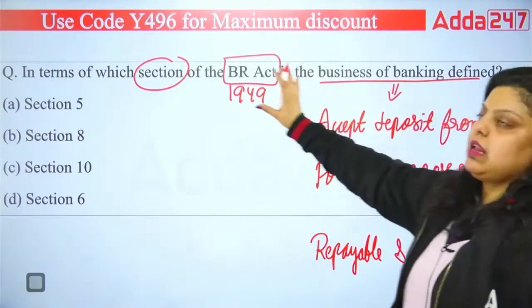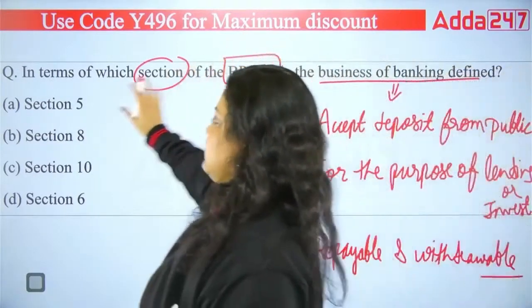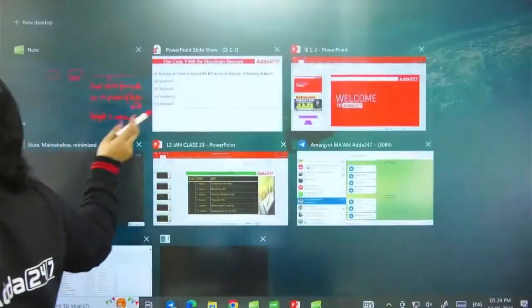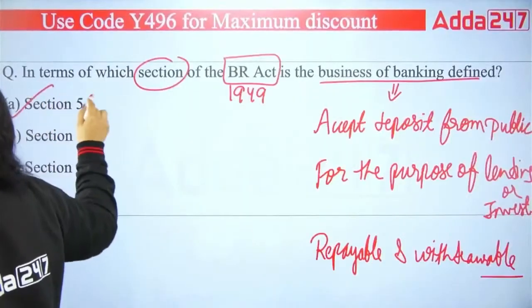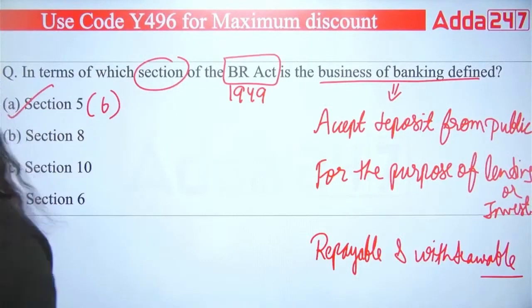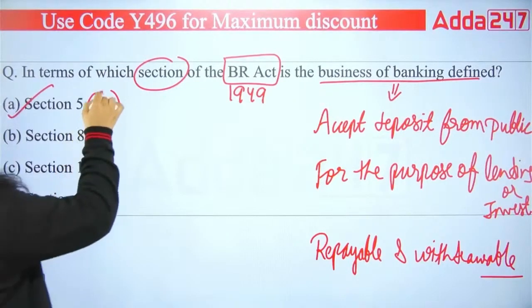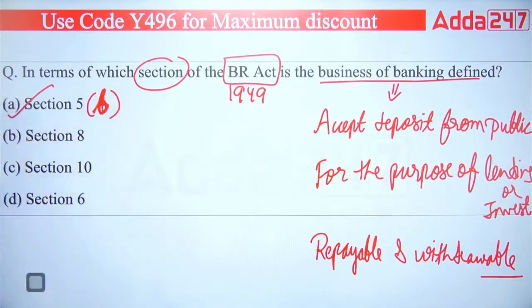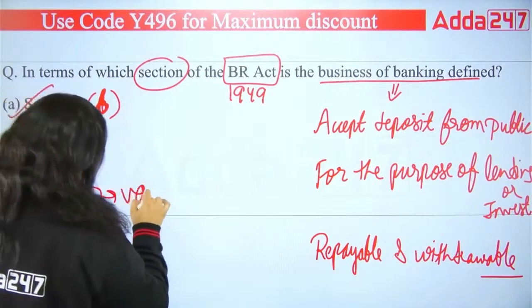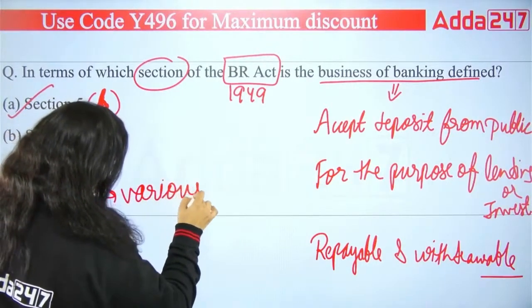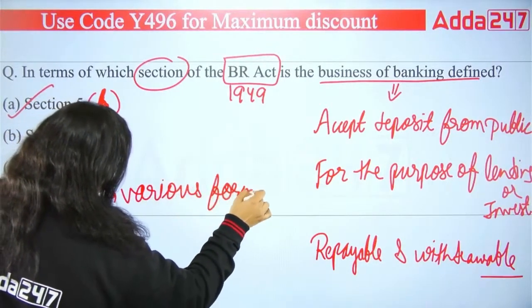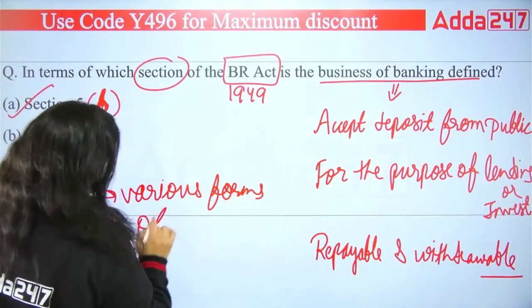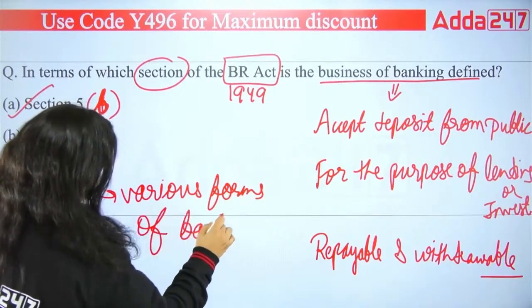It is defined under the Banking Regulation Act 1949 in section 5B. Okay, so section 5B actually talks about the business of banking. I guess this is understood. Business of banking. Achha, section 6 talks about the various forms of banking.